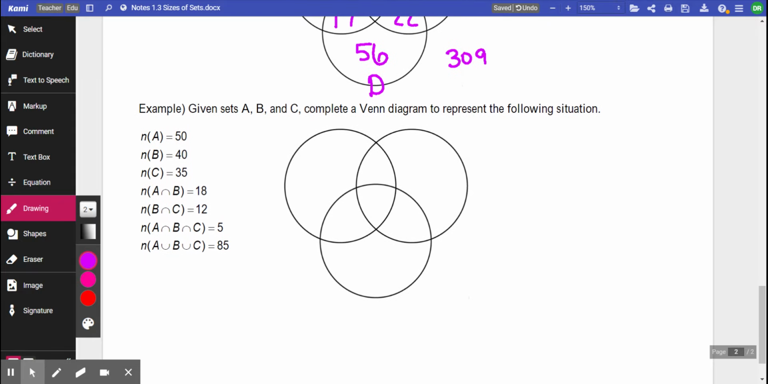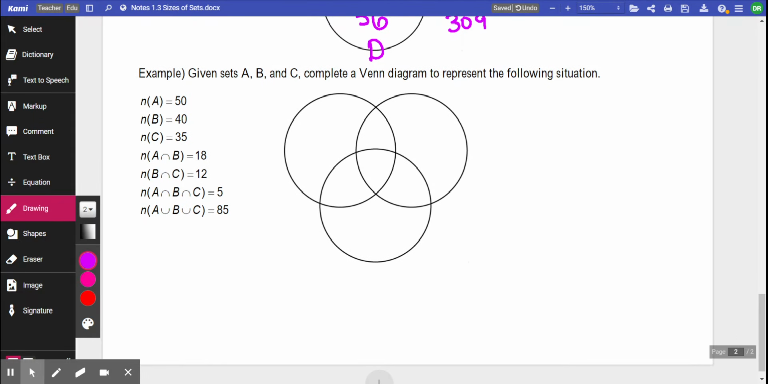All right, this final example for today gives us our three sets, and it gives us this information, but it doesn't give us any background. So you're going to have to, again, recognize symbols and what they mean. This one right here is going to represent the innermost, the intersection of all three sets. So let me go ahead, A, B, and C. The intersection of all three, so the innermost piece is 5.